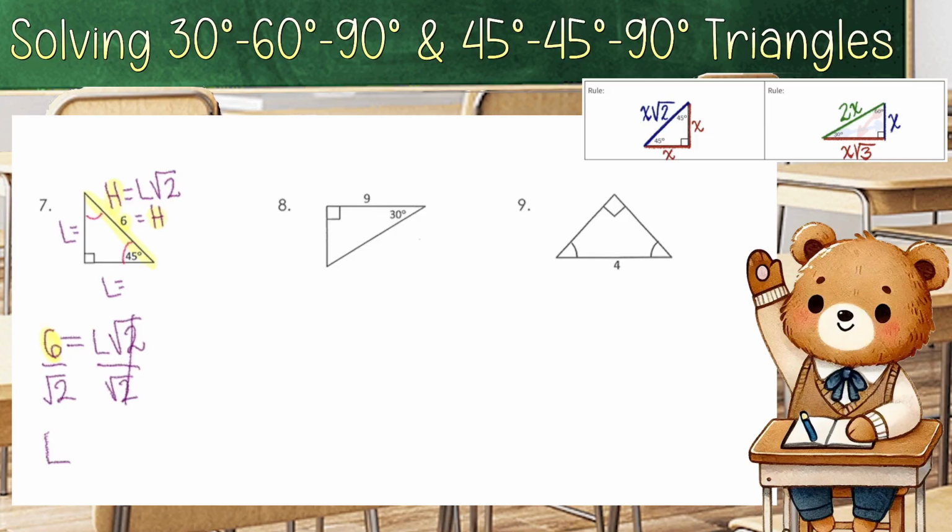I'm going to write my L over here. I have 6 over root 2. I'm going to multiply top and bottom by root 2. That makes the top 6 root 2, and that makes the bottom 2. I'll show this, but many of you will probably do this in your head. 6 root 2 over 2 equals 3 root 2. So 3 root 2 is the length of each of the two missing sides. L equals 3 root 2.